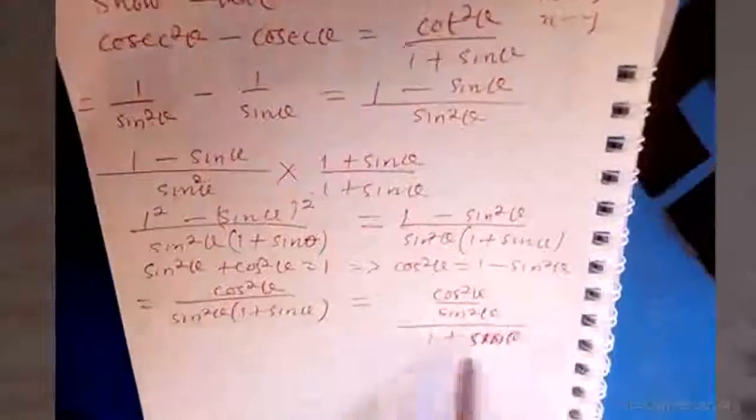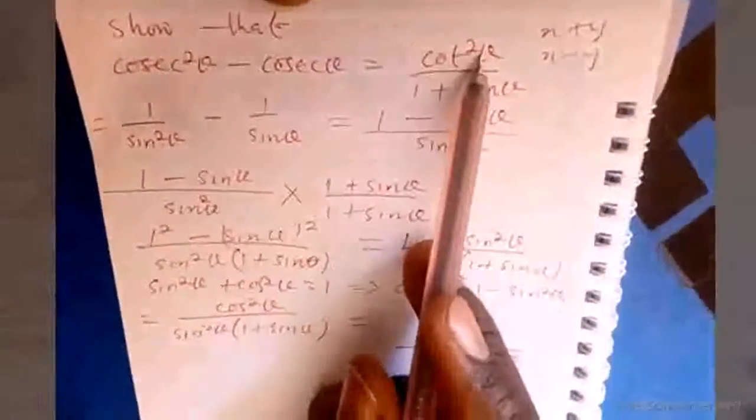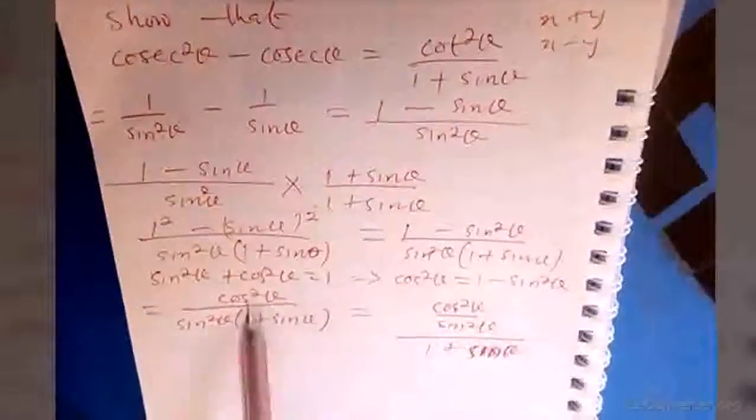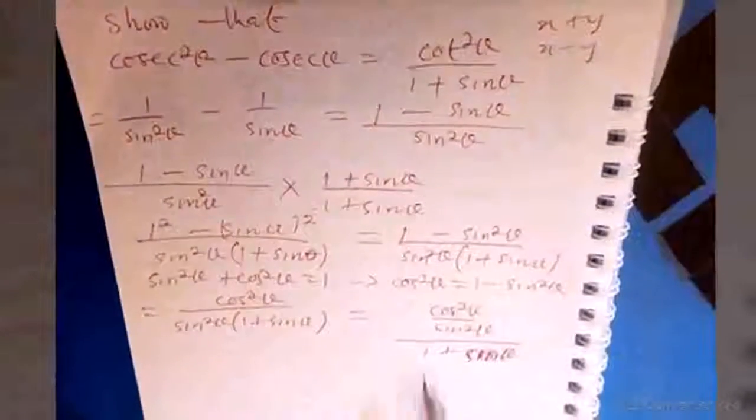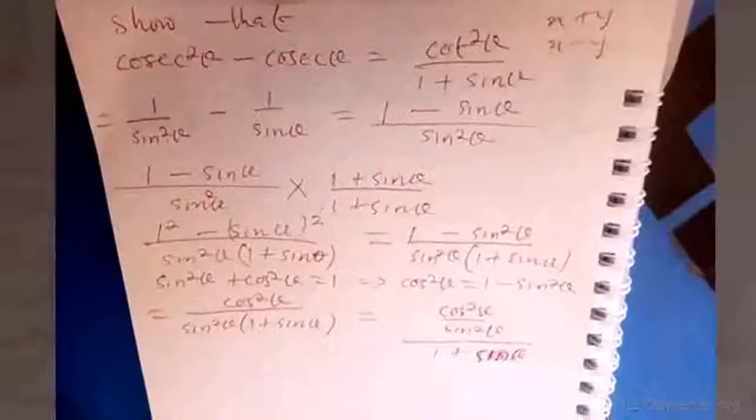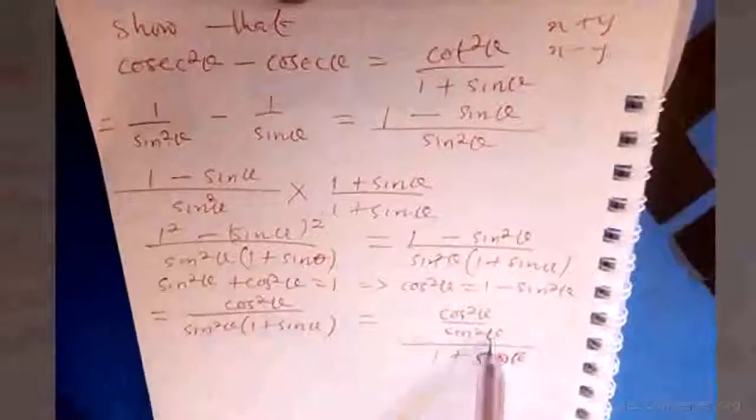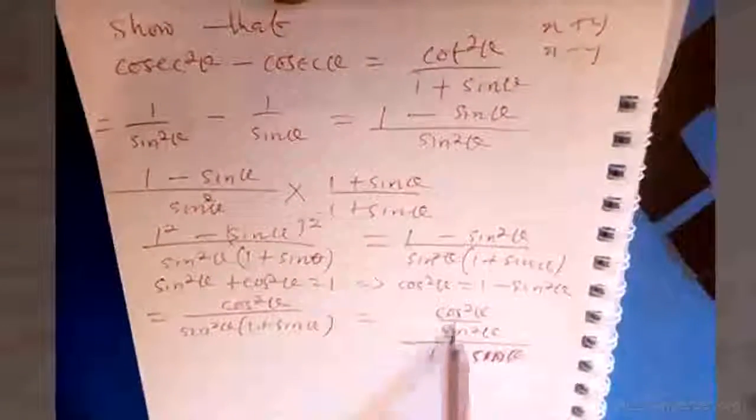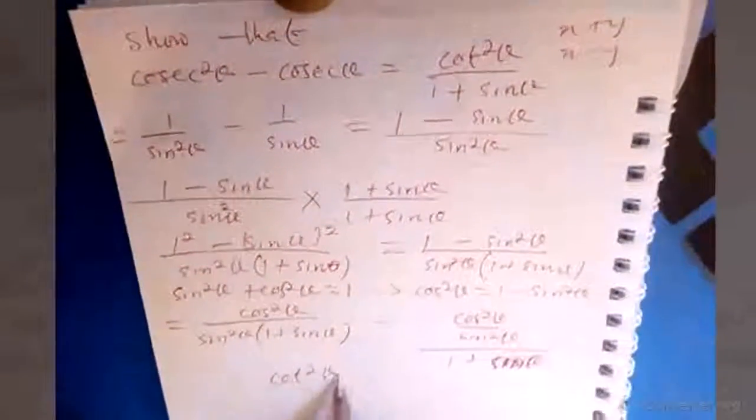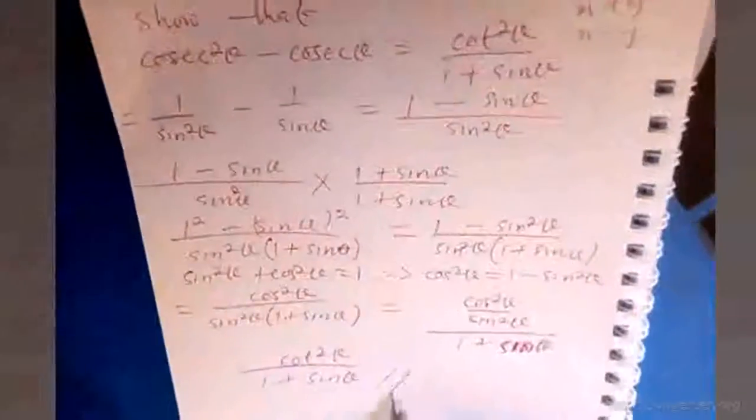Why do we do that? Somebody may ask me that. The reason why we do that, look at our target. We have cot square theta, but here we have cos square theta. How can we have cot square theta? By dividing cos square theta by sin square theta. It is not prohibited for you to take a numerator to the denominator, or a denominator to the numerator. Therefore, cos square theta over sin square theta is cot square theta over 1 plus sin theta. This is the final answer.